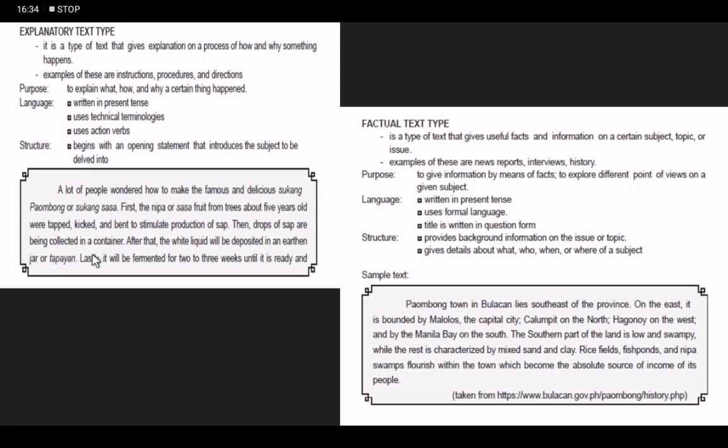Thank you. So we see here that this is an explanatory text type because it explains how to make sukang pombong or sukang sasa.